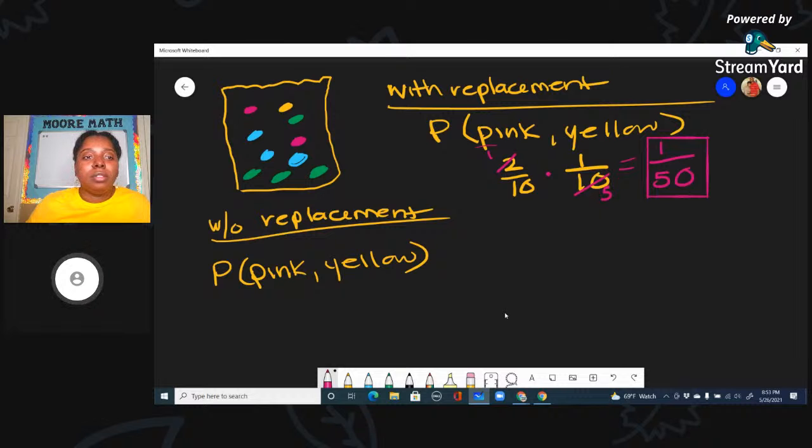The pink would be 2 out of 10. Excellent. And the yellow would be 1 out of 10. Oh, 1 out of 9. Good. Nice catch. And we'll multiply and do 2 times 1 is 2, and 9 times 10 is 90. Excellent.